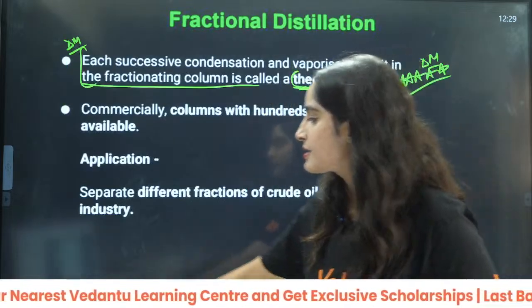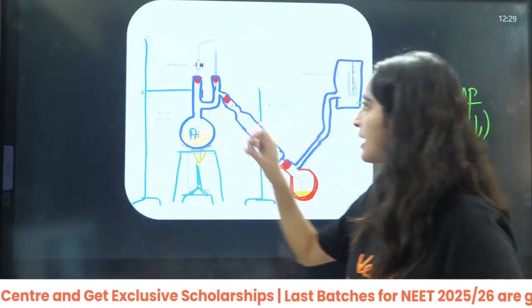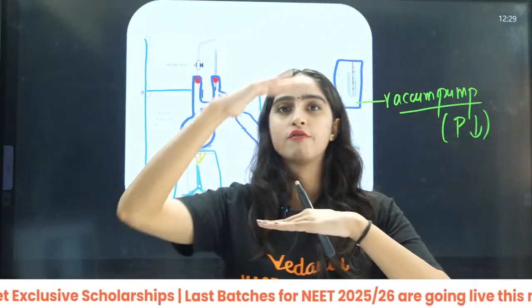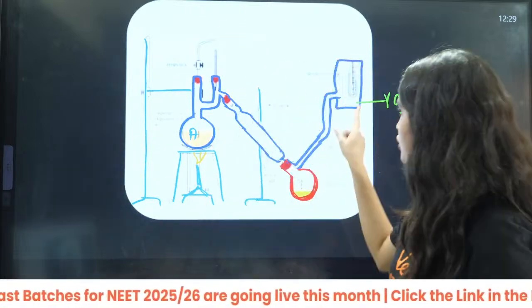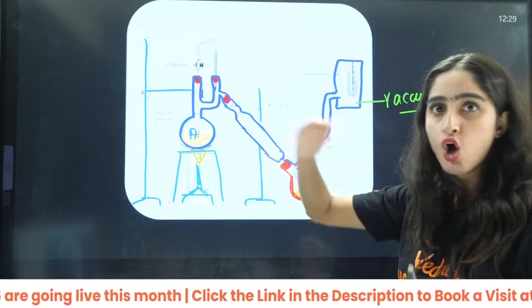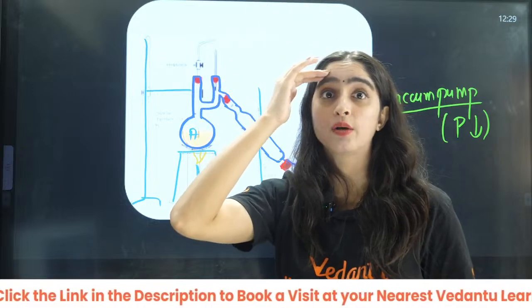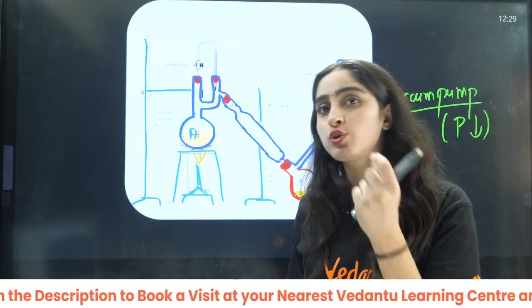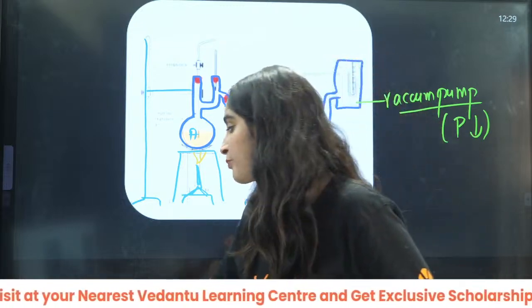Then the third is reduced pressure, where you have reduced the pressure of the atmosphere by a vacuum pump. So you have used a vacuum pump to reduce the atmospheric pressure here to meet that target boiling point. And this is used for those compounds which have exceptionally high boiling points.